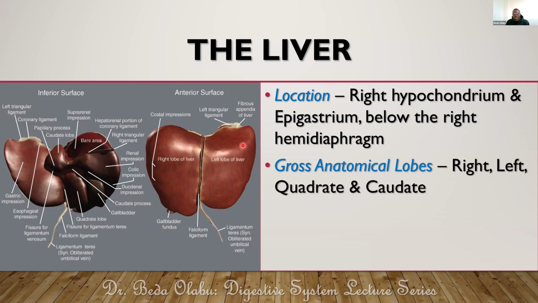Other than the right and the left lobe, we are aware that we also have the caudate and the quadrate lobes of the liver. There are other ways of discussing the gross anatomy of the liver in terms of segmental anatomy. So that is more of a gross perspective. I'll not cover that here.